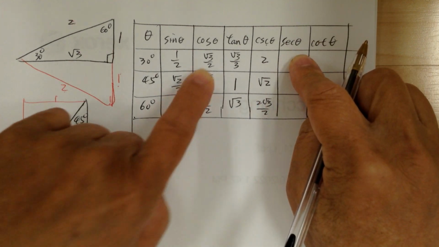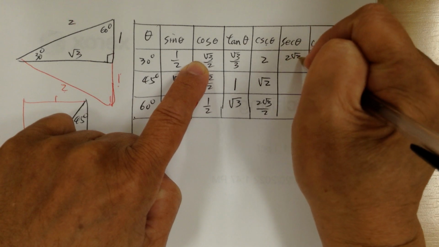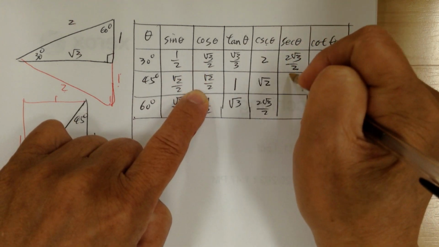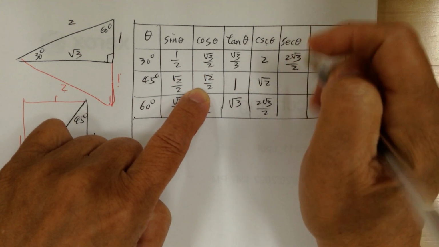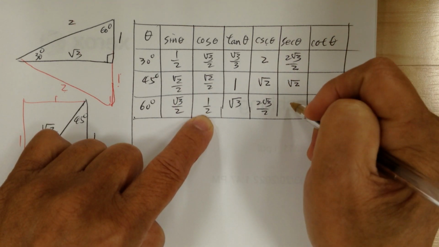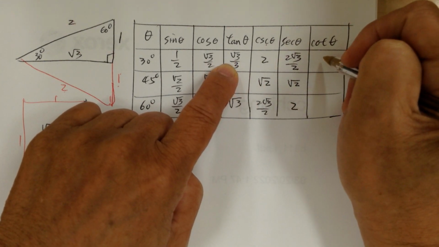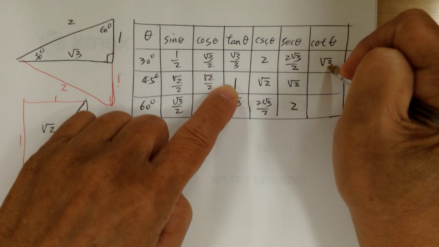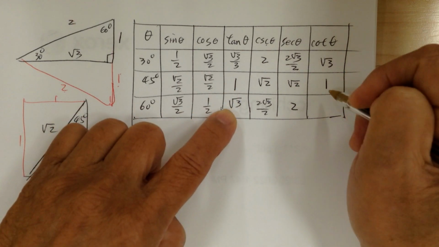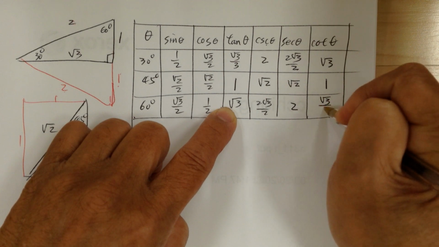Now the secant, you have to do this, right? So you flip it over, you simplify, you get 2 square root of 3 over 3. This one, you flip it over, and you simplify, you get square root of 2. This one, you flip it over, you get that. Okay, cotangent, this one, you flip it over, you simplify, you get square root of 3. This one, you flip it over, you get 1 over square root of 3, you simplify, square root of 3 over 3.